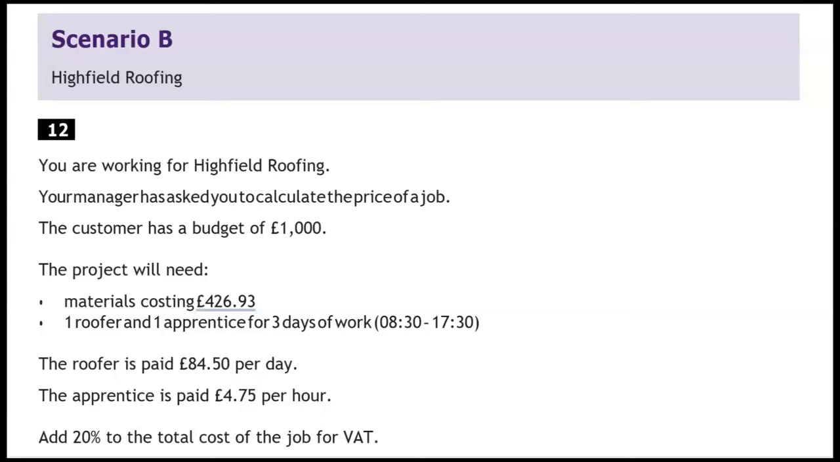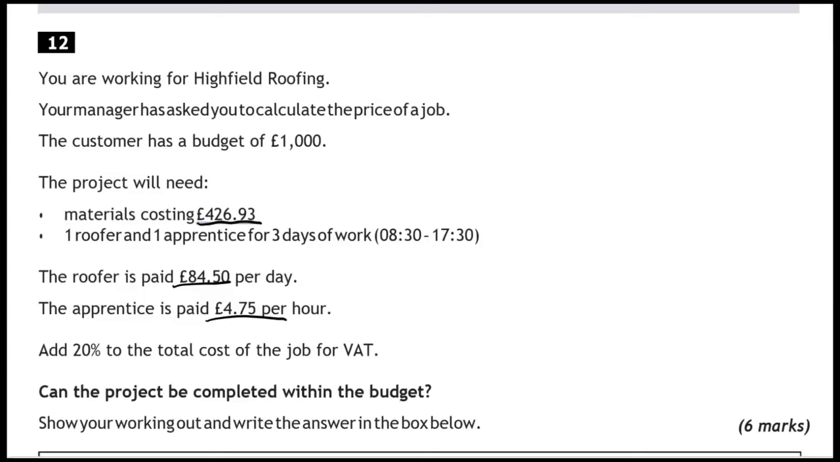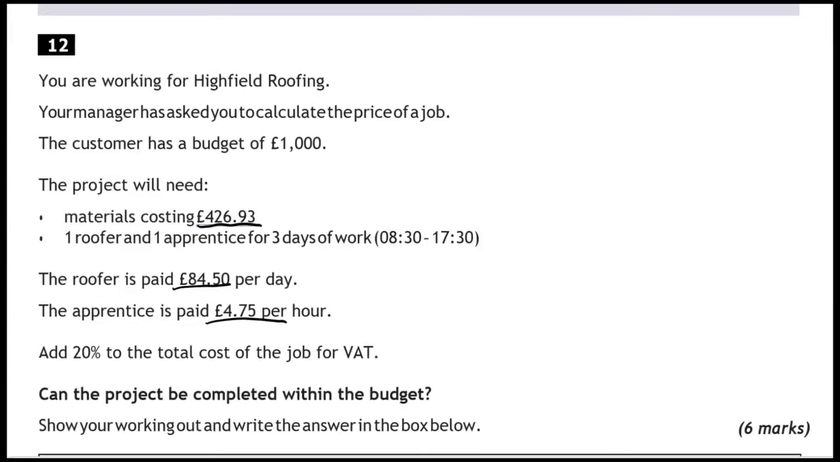Highfield Roofing. You're working for Highfield Roofing. Your manager has asked you to calculate the price of a job. The customer has a budget of £1,000. The project will need materials costing £426.93, one roofer and one apprentice for 3 days of work from 8:30 to 5:30. The roofer is paid £84.50 per day, and the apprentice is paid £4.75 per hour. Add 20% to the total cost of the job for VAT. Can the project be completed within the budget?